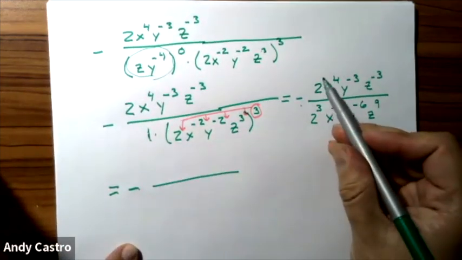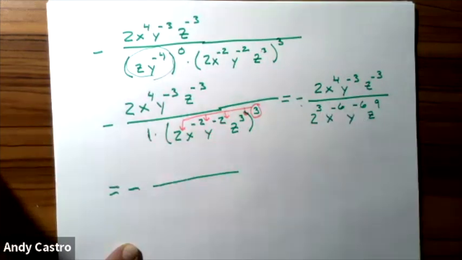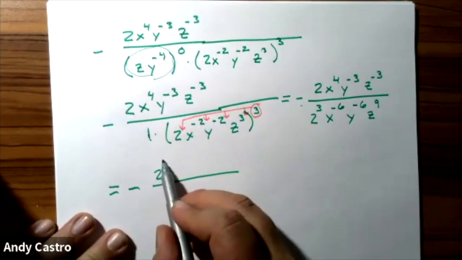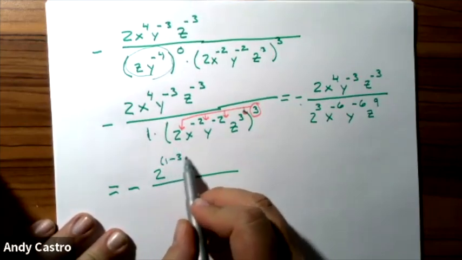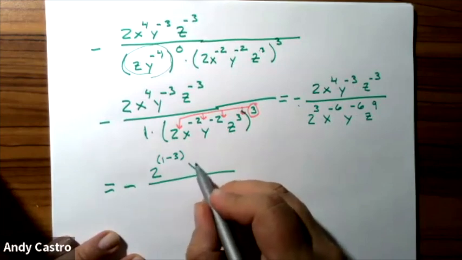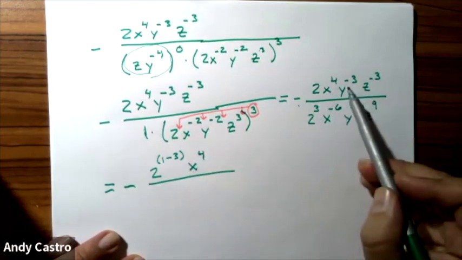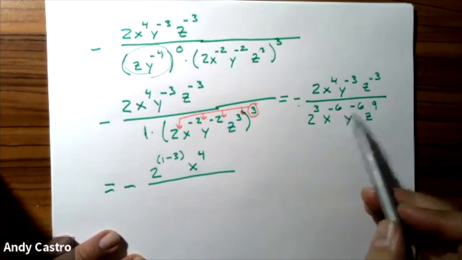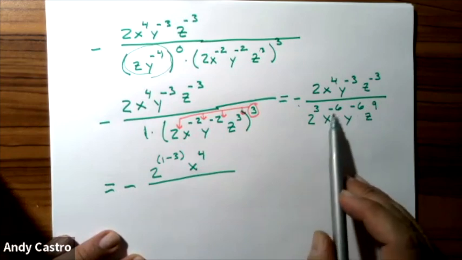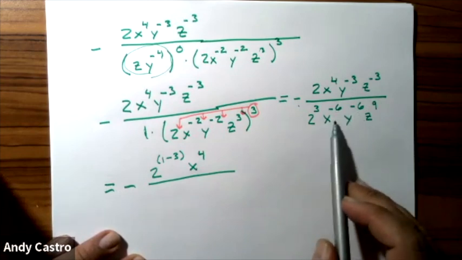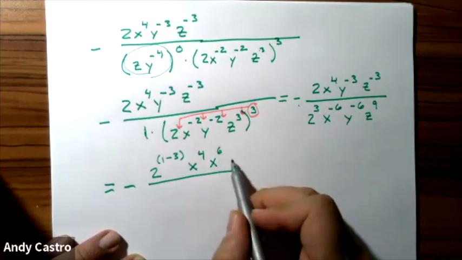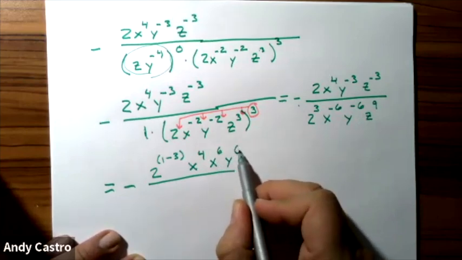Okay, 2 to the 1st power over 2 to the 3rd. That's going to be 2 to the 1 minus 3. Okay, and we have x to the 4th. This y to the negative 3rd we're going to put down here. This z to the negative 3rd we're going to put down here. And then these two here, the x to the negative 6 and the y to the negative 6, we're going to move up here. So up here we will have x to the positive 6 and y to the positive 6.